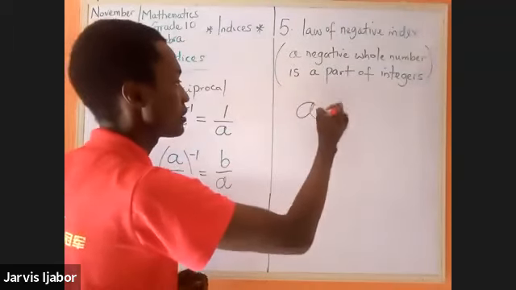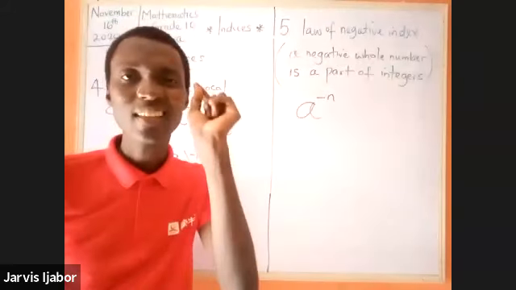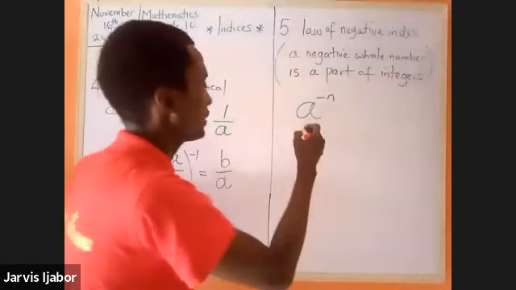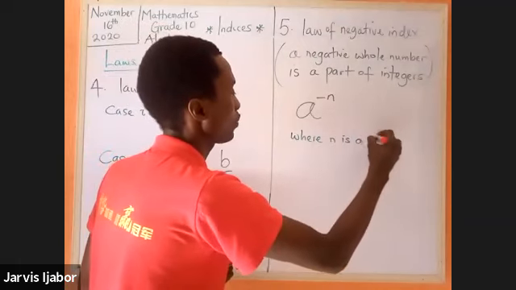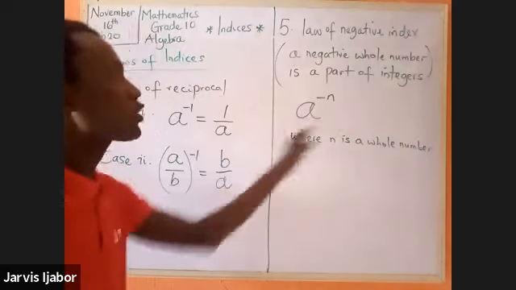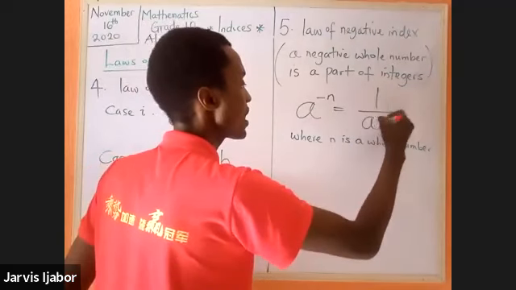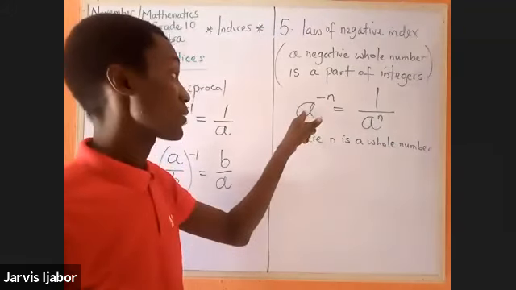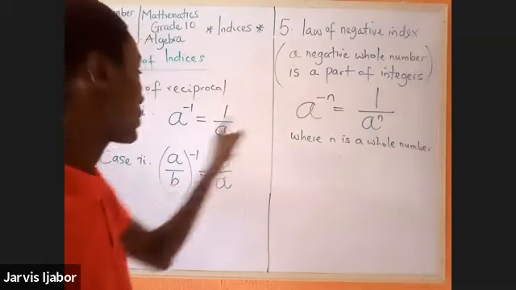If I have a to the power of negative n, where n is a whole number, what will this be? This will be equal to 1 over a raised to the power of n. Because I've already told you that a raised to the power of negative 1 is actually 1 over a.